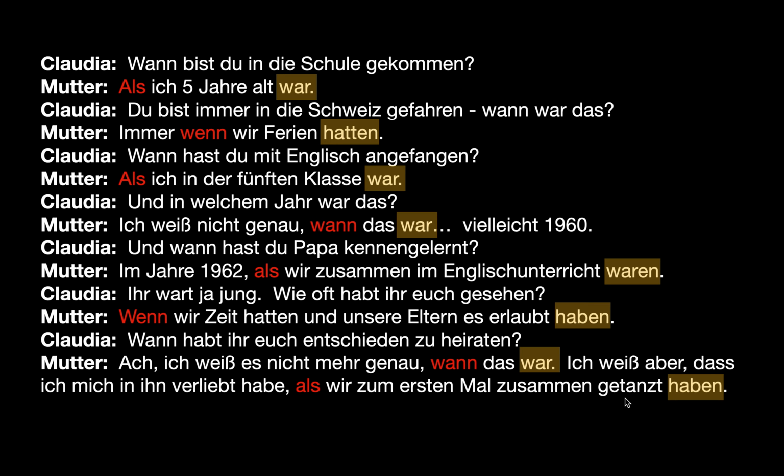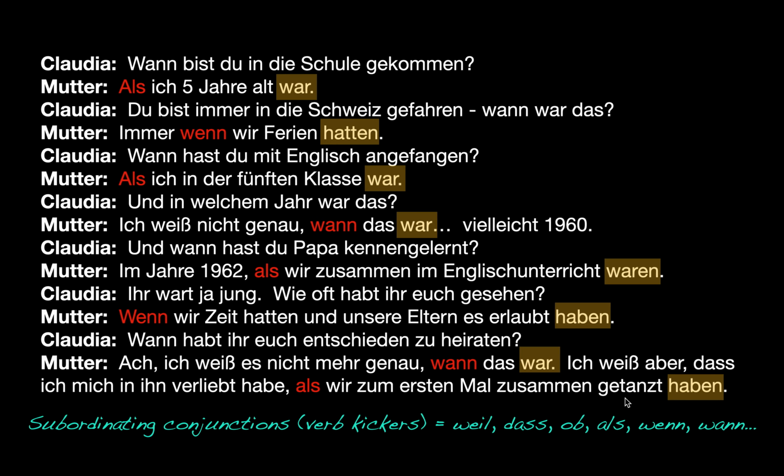You know that als, wenn, and wann are verb kickers or subordinating conjunctions. Other common subordinating conjunctions in German are weil, which means because, dass, which means that, and ob, which means if or whether.